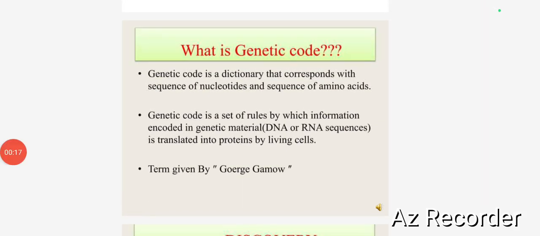What is genetic code? Genetic code is a dictionary that corresponds a sequence of nucleotides to a sequence of amino acids. Genetic code is a set of rules by which information encoded in genetic material, either DNA or RNA sequence, is translated into protein by living cells. The term genetic code was given by George Gamow.